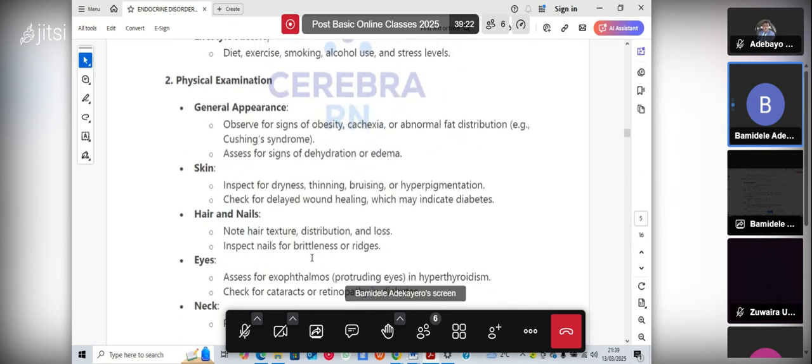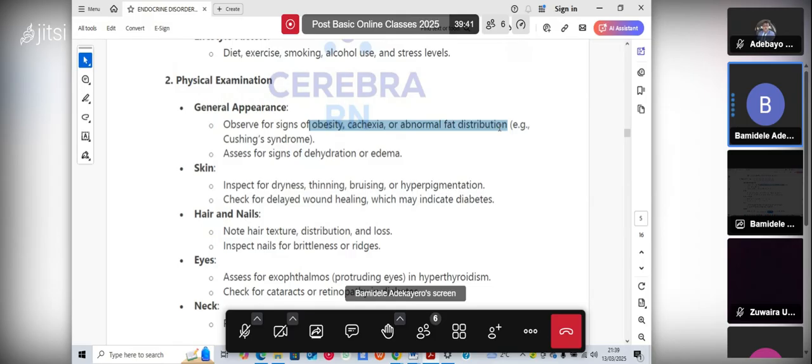Then, after taking history, you go to physical examination, general appearance. How does the person look? You're looking for signs of obesity, cachexia, abnormal fat distribution.